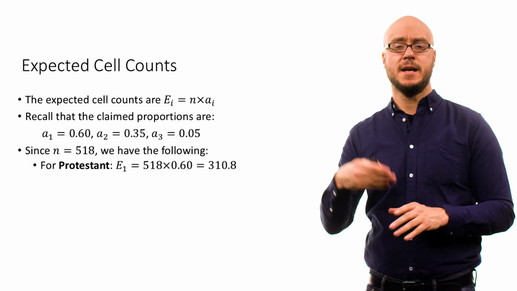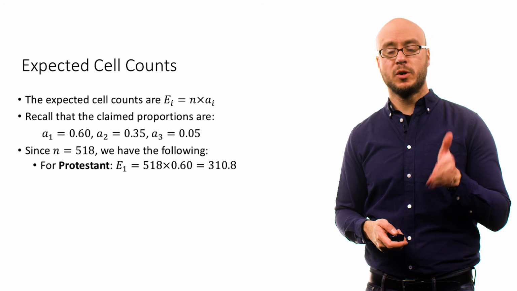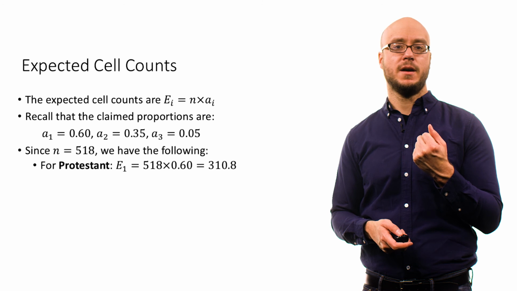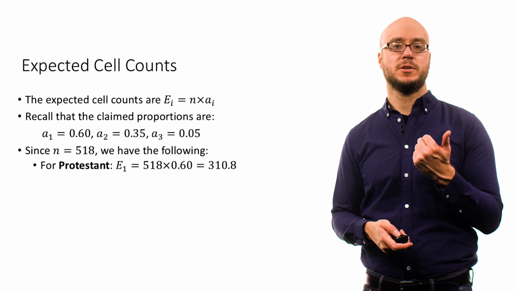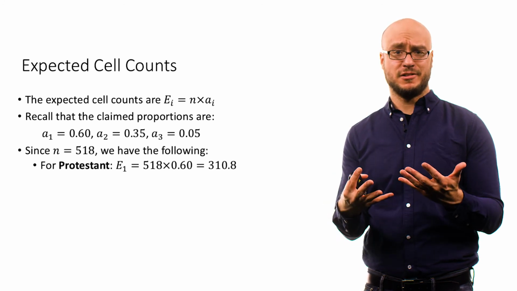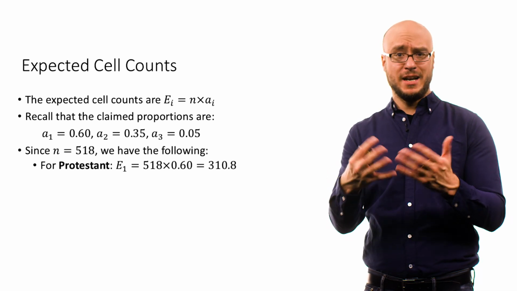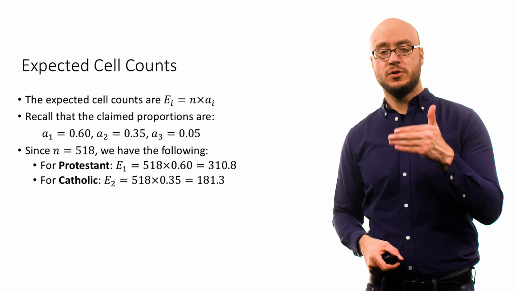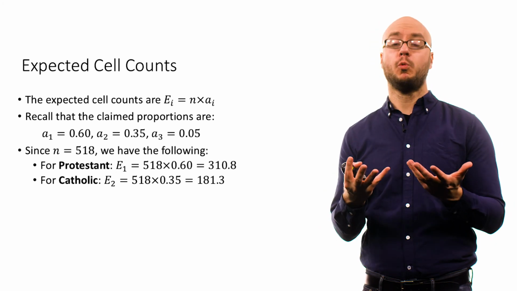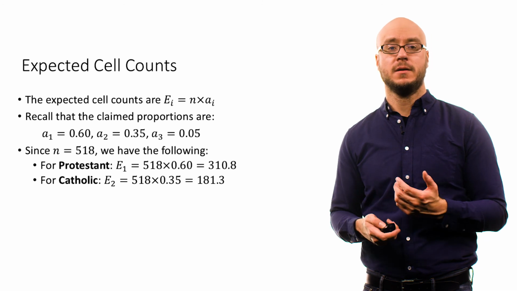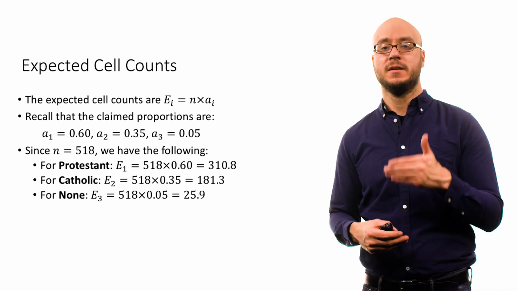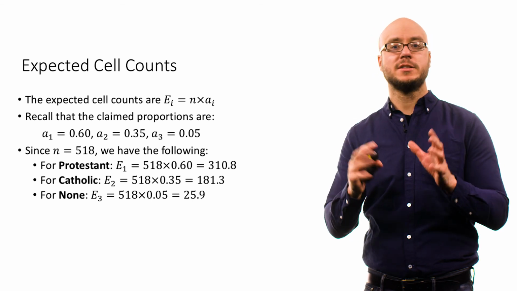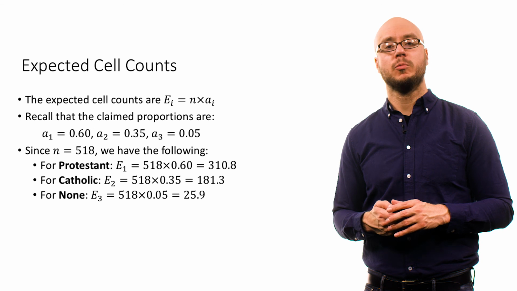multiply the total sample size by the proportion. So if we multiply 518 times 0.60, where 0.60 is the claimed proportion in the population by the religious studies scholar, if that scholar is correct, using this sample of data, we'd expect about 310 young people to be Protestant. According to the religious studies scholar, we'd expect about 181 young people to be Catholic. And if his distribution in the population is correct, we would expect about 26, roughly, young people to have no religious affiliation.